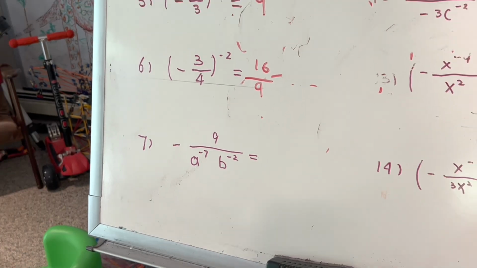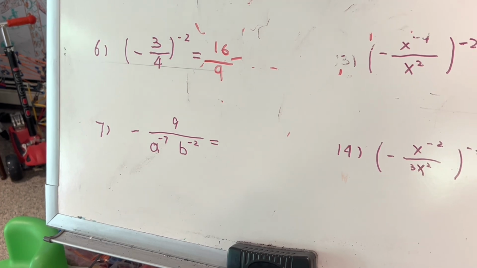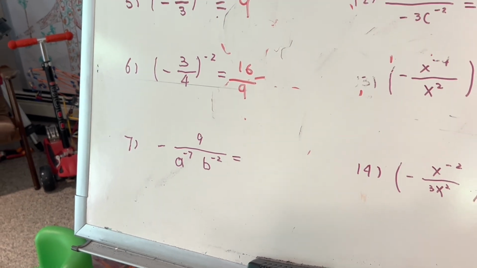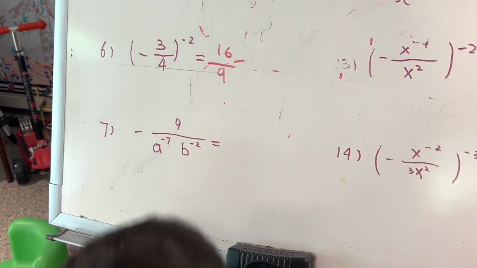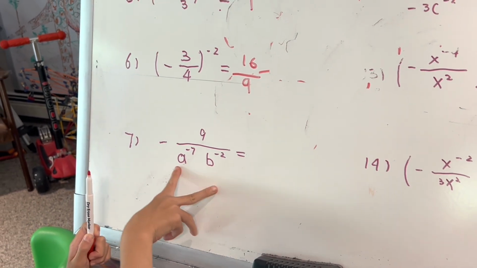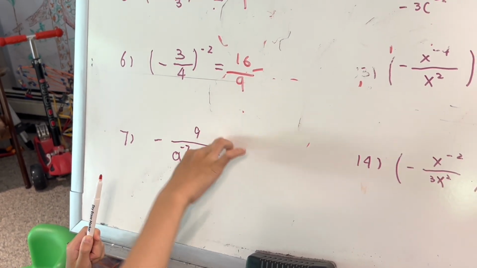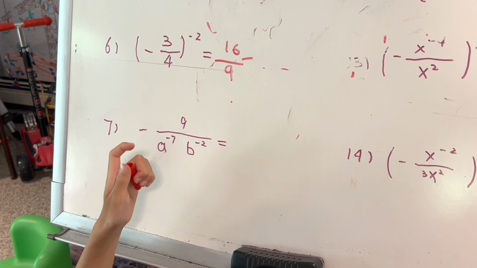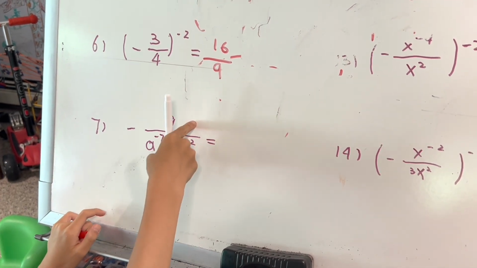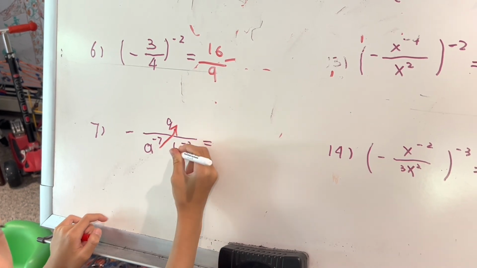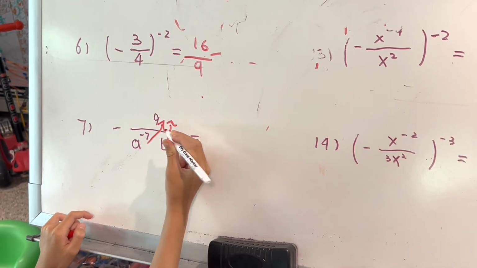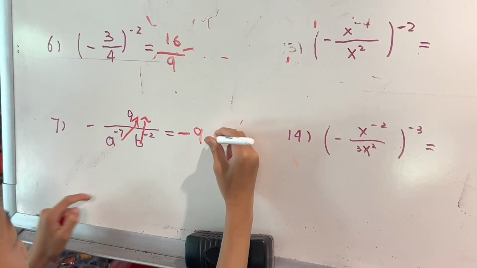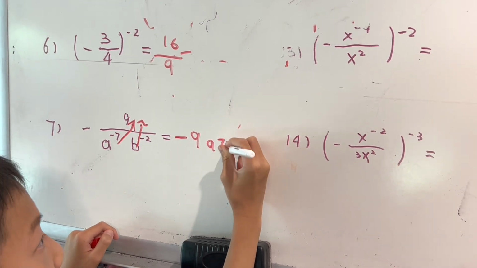Next up, what we're doing is negative 9 over a to the negative 7 and b to the negative 2 squared. So what I have to do is I can switch these both up. I can switch both of them up. So then it's going to be negative. So I move these up. I'm just diagramming. You don't actually have to write this. It equals still negative. I never squared it. So 9a to the positive 7, b squared.